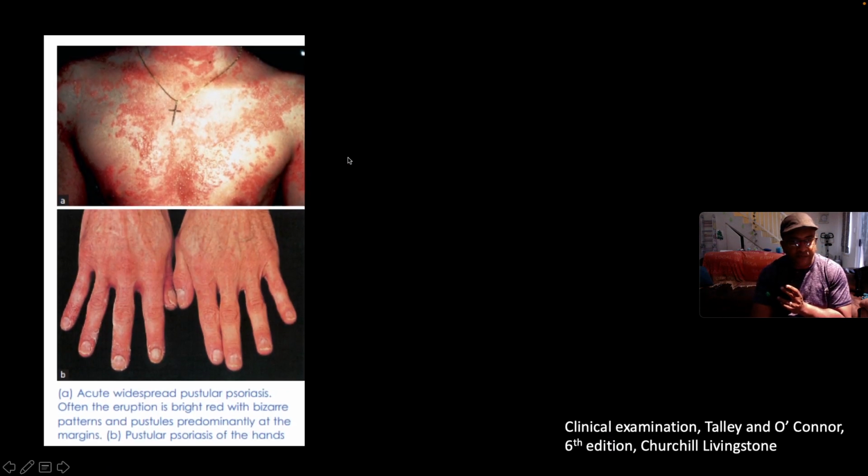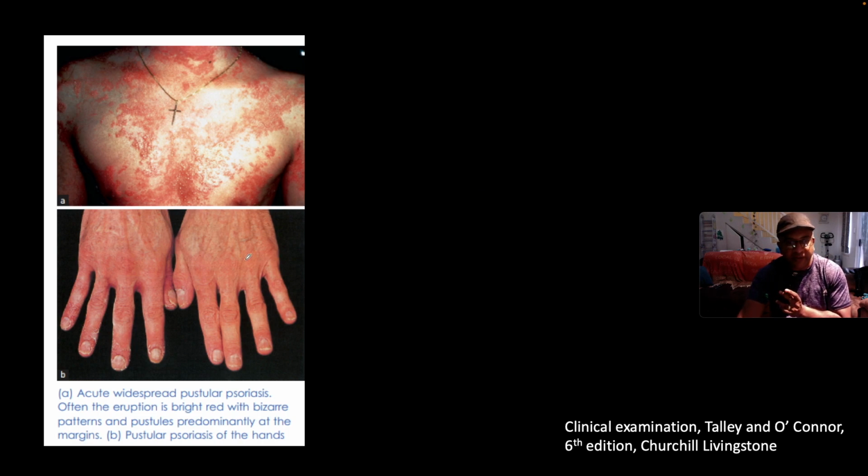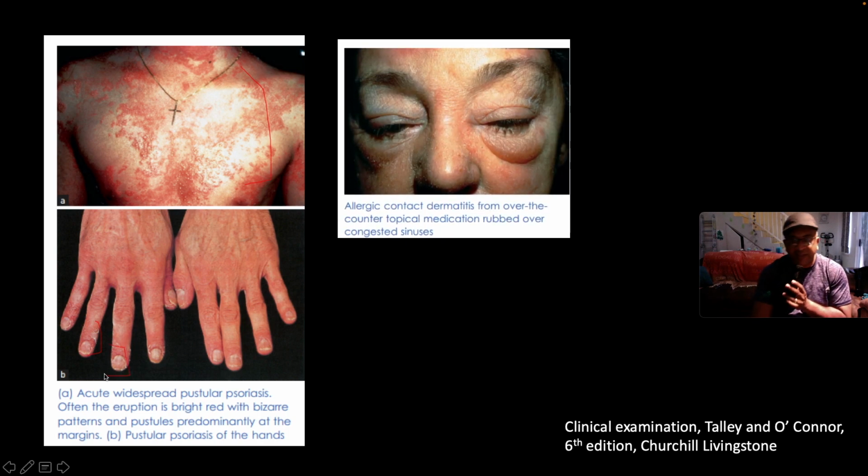All right. Here we have acute widespread pustular psoriasis, so different kinds of psoriasis that you get in the skin. We already looked at nummular. This is pustular psoriasis. Often the eruption, as we see here, is bright red with bizarre patterns and pustules predominantly at the margins. Here is pustular psoriasis involving the hands. Remember the typical psoriatic nail changes: pitting, hyperkeratosis, onycholysis, ridging, and discoloration.